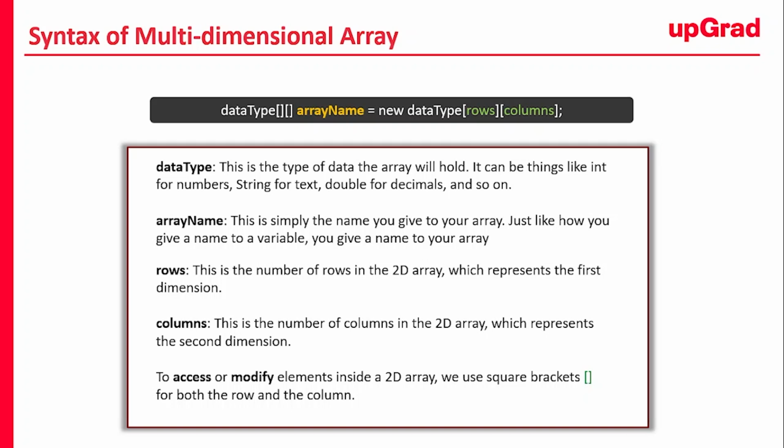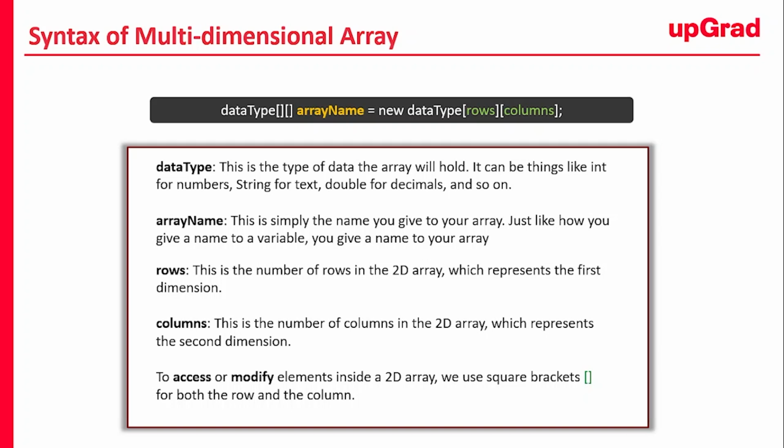First of all, there is the data type. This is the type of data the array will hold. It can be things like int for numbers, String for text, double for decimals, and so on. Like we discussed earlier in the previous tutorials, I am considering that we know about the data types. So if you want to store a list of numbers, you would use int, and if you want to store names, you would use String. So this was about the data type.